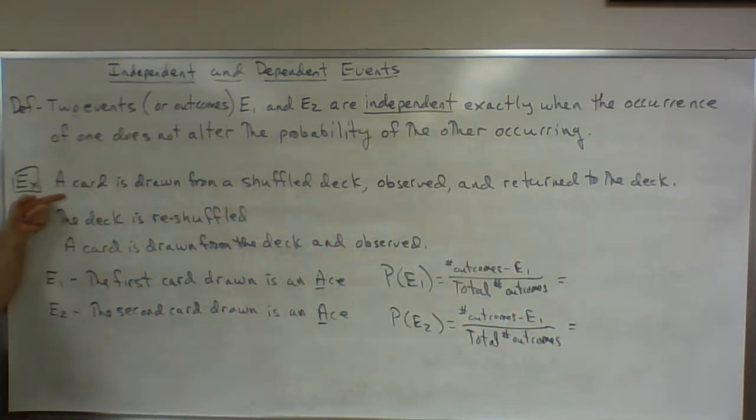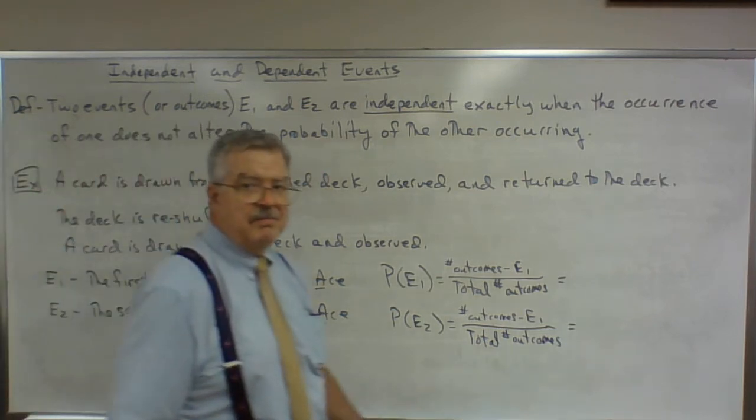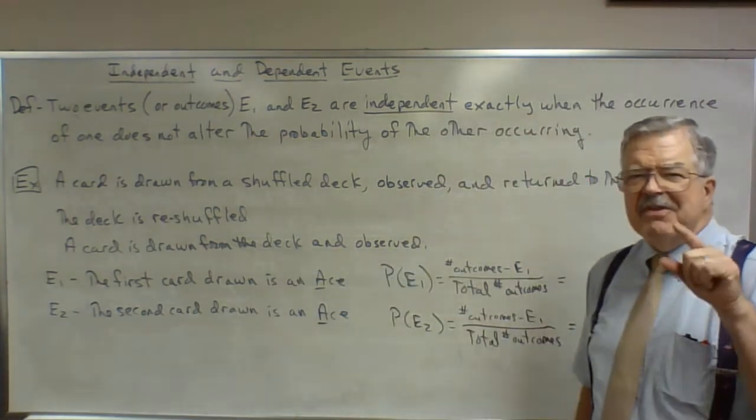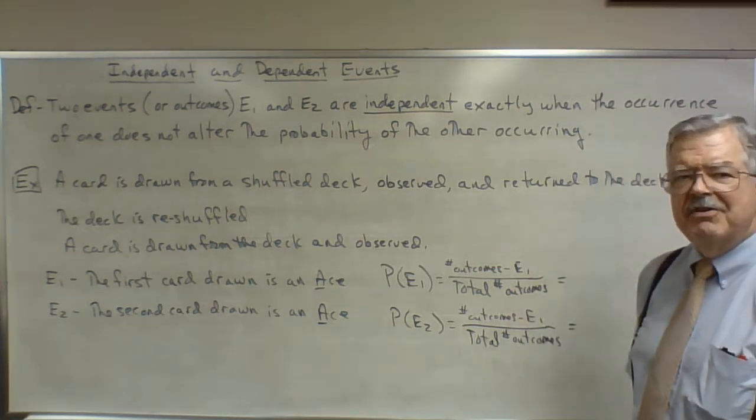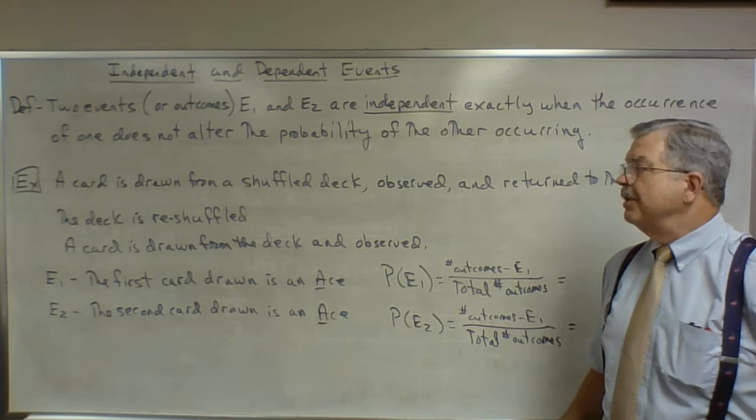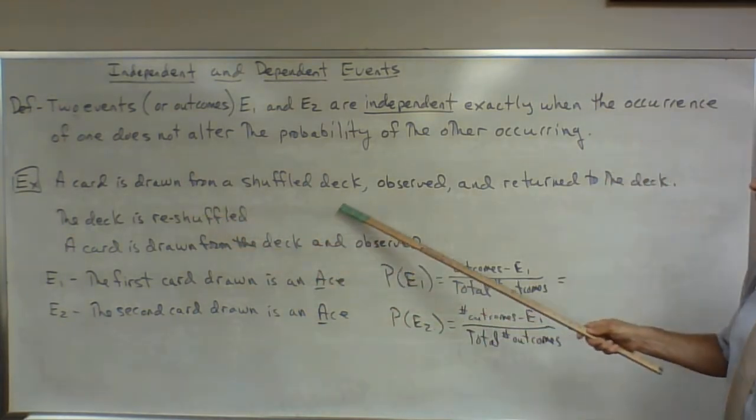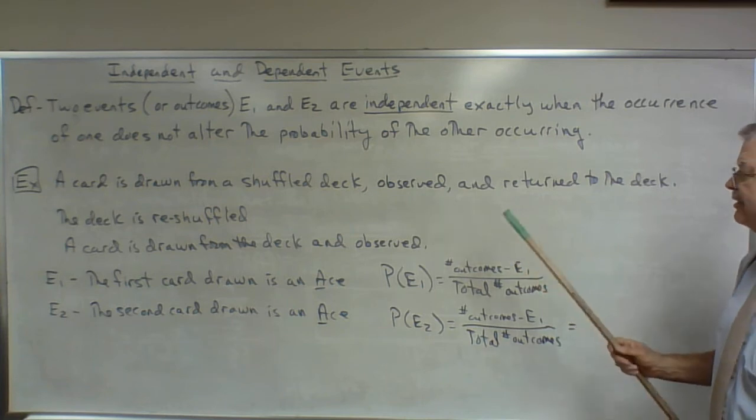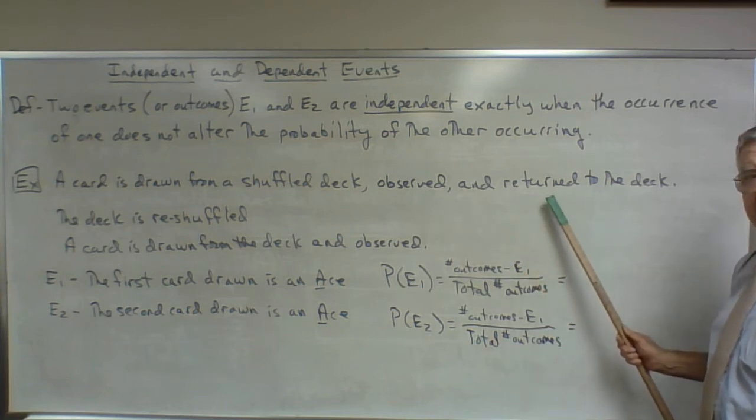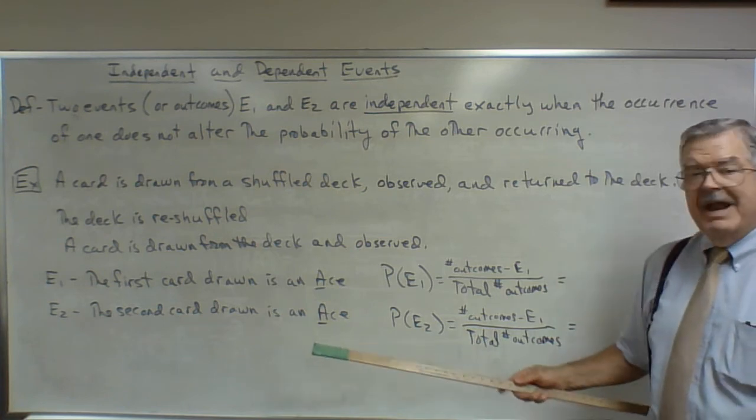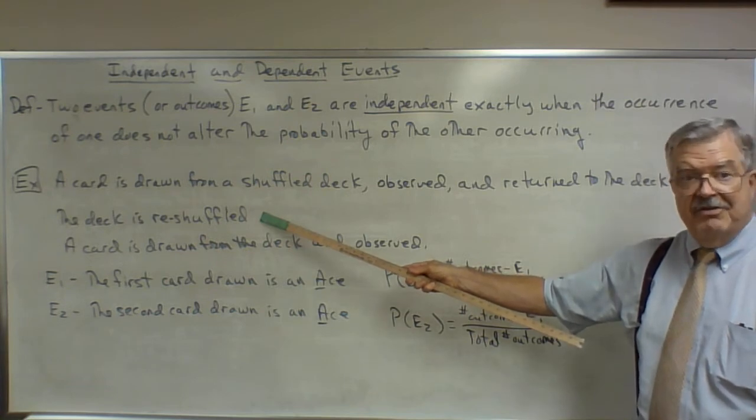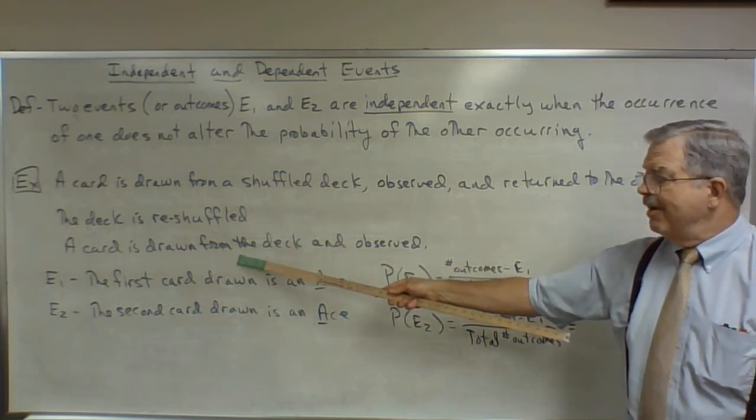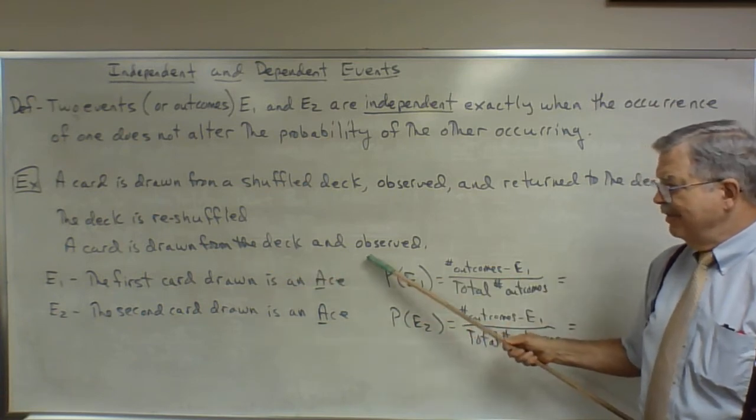A card is drawn from a shuffled deck. Now, what does it mean if the deck is shuffled? Theoretically, it means that every single card in that deck is equally likely to be chosen. Any of the 52 cards is equally likely to be the one that's chosen. A card is drawn from a shuffled deck, it's observed, and it's returned to the deck. And after we return the card to the deck, it is reshuffled. And then a card is drawn from the deck again and observed.